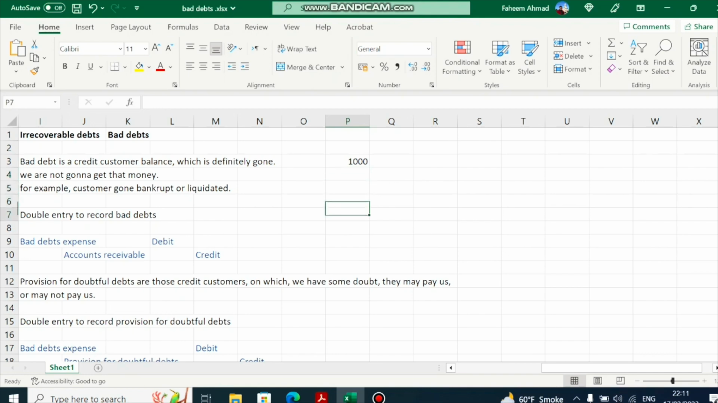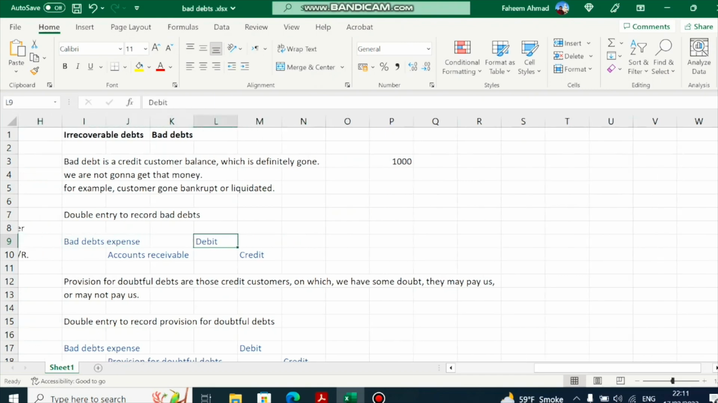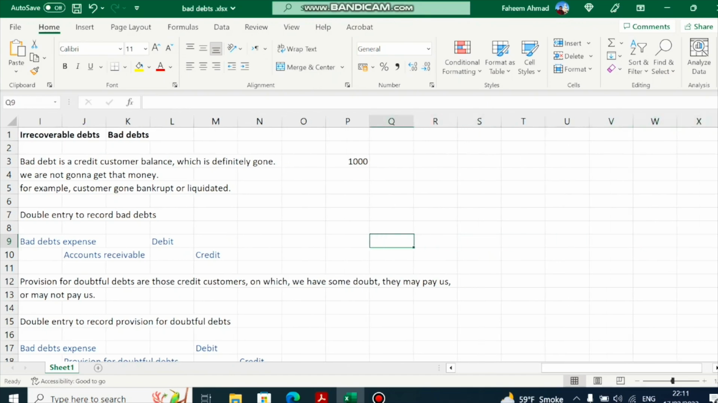So, what is the double entry to record bad debts? Bad debts or irrecoverable debts are the same thing. These are just different terms. In order to record bad debt expense or irrecoverable debt expense, we debit bad debt expense and we credit account receivable. We credit account receivable because money is definitely gone.